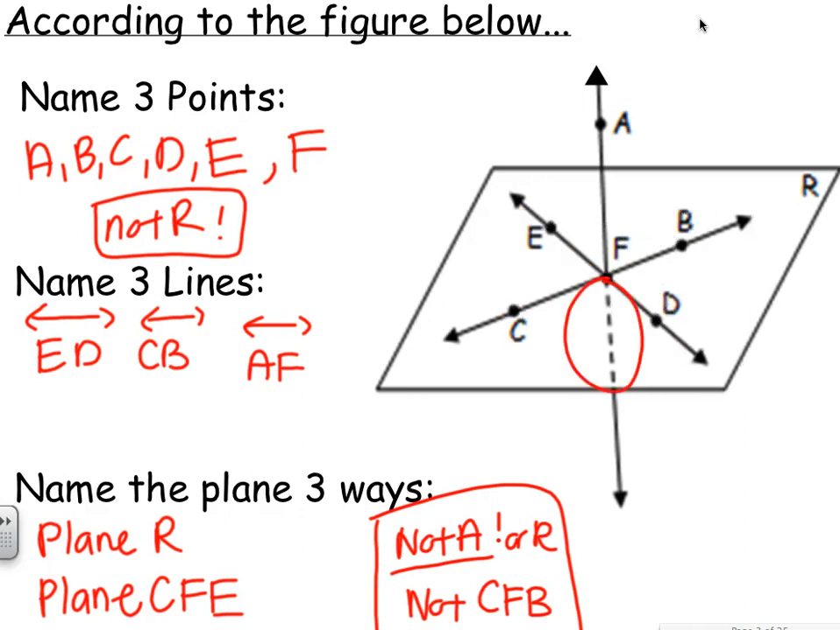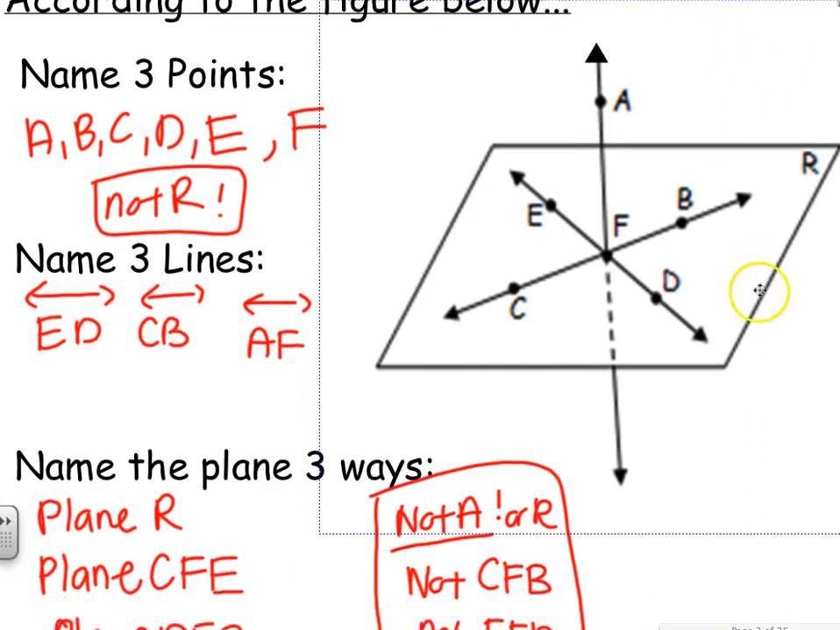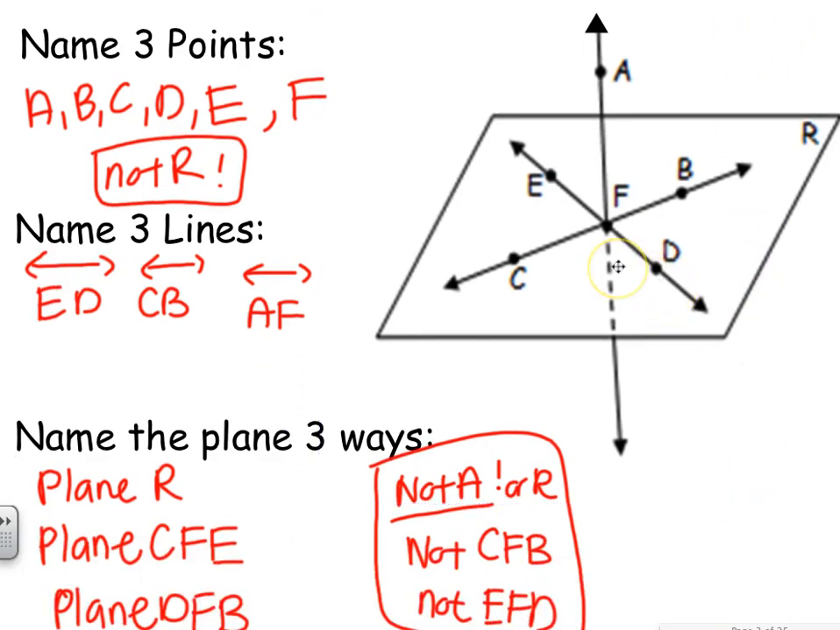Notice this part right here means that that line went through the plane. So for example, if you think of a piece of paper and then you put a pencil through the middle of it, that's what FA would be. You would be cutting through the plane, piercing through the plane. So the dotted line means you can't see it, because in real life you couldn't see that part of it if you're looking from the top.